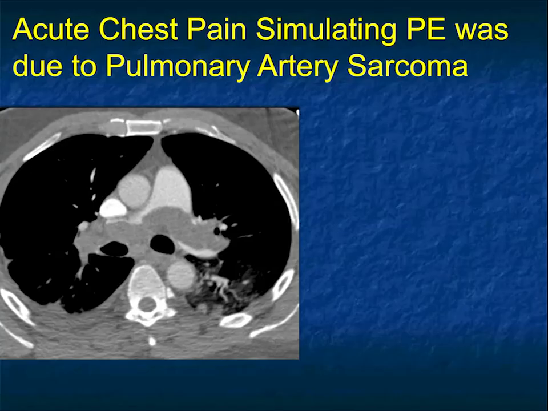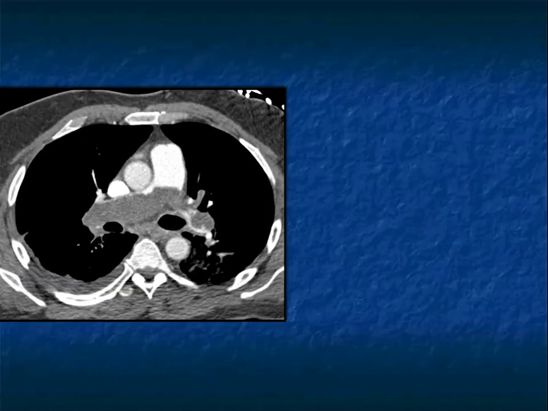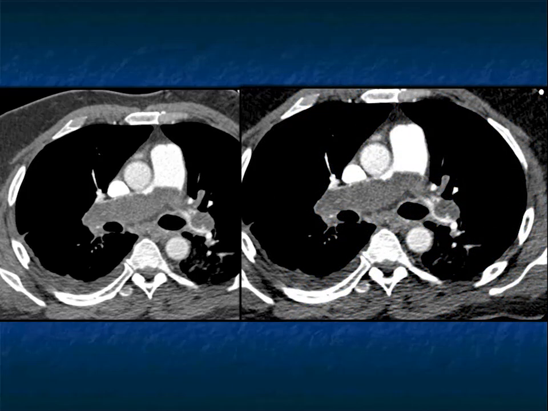But here's a more classic case. You see what looks like the world's largest saddle emboli, which was what it was called, but the patient did not respond to therapy. Eventually, this was biopsied, and this was a pulmonary artery sarcoma. They expand the pulmonary artery. When you have a saddle embolus, it does not expand the vessel. It also doesn't extend wall to wall as this lesion does. There really is minimal enhancement, if any.